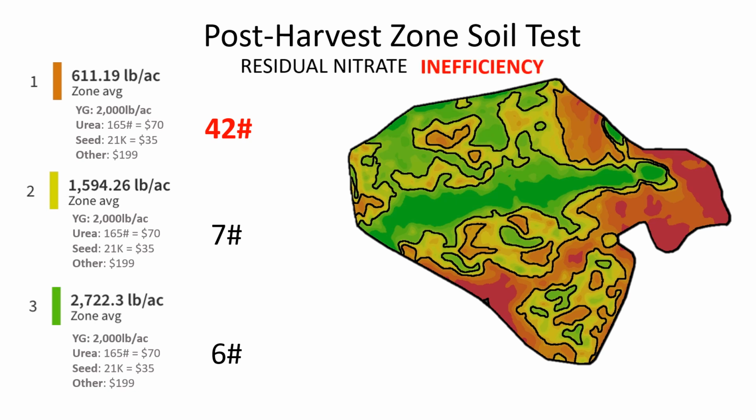So another layer of data that's showing us what's going on here is our post-harvest soil test. This was the first year where we actually did a zone soil test. So we went in and each one of those zones had their own soil test, the low, the medium, and the high. There were 3 soil tests done. And it uncovered something that a lot of times kind of goes overlooked, which is way too much residual nitrate in that low yielding zone.